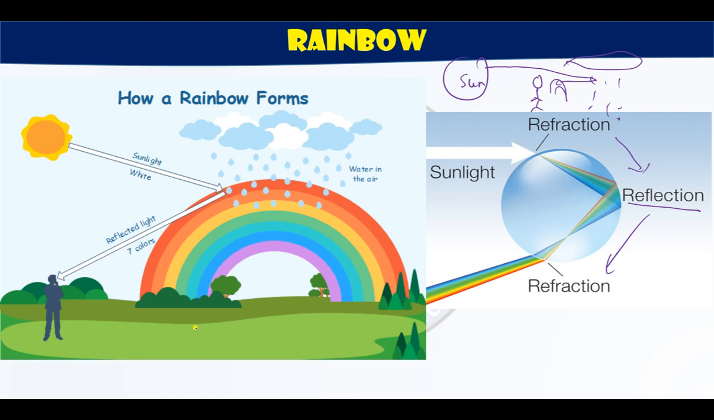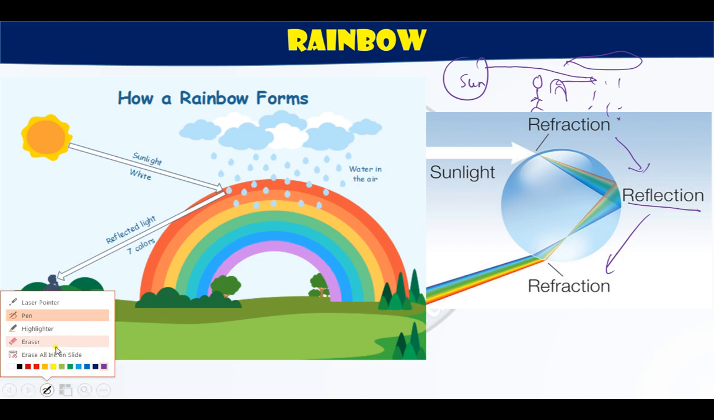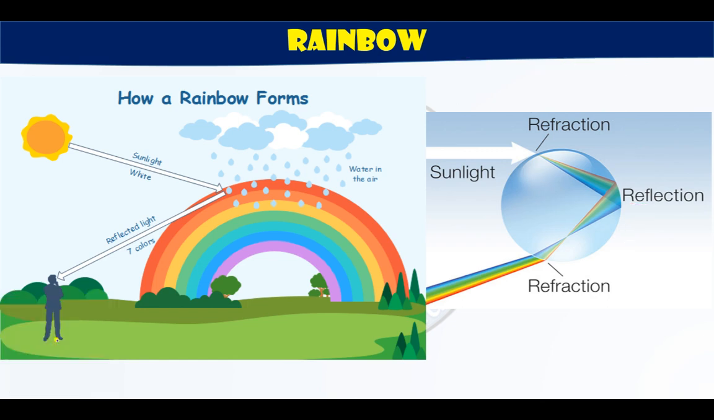Now, I have created a doubt in your mind, right? And the doubt is that this is the raindrop, this is the original phenomenon that occurs, and as per this phenomenon, the violet color is at top and the red color is at the bottom. But when I see the actual rainbow, the red color is at top and violet color is at bottom.